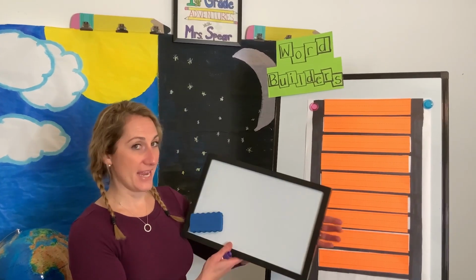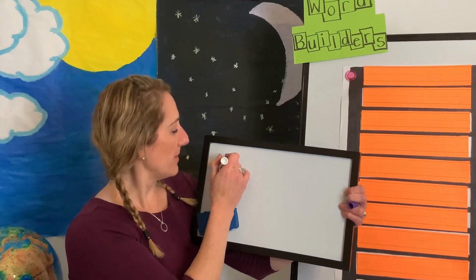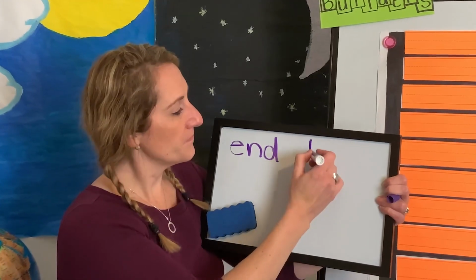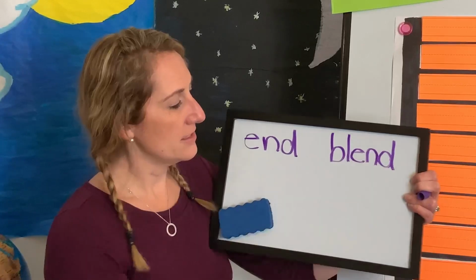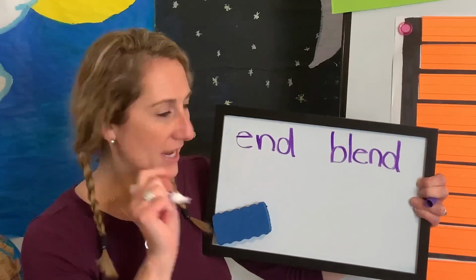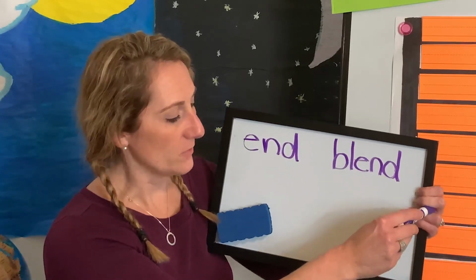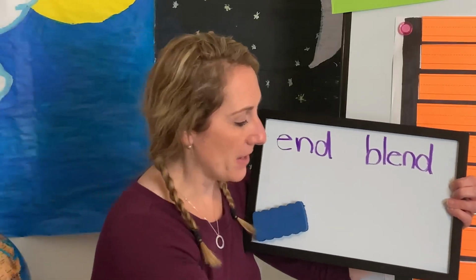About today are blends at the end of words. I'd like us to start by looking at the word end and at the word blend. I'm going to write them up here, and I'd like you to see if you can notice something about the two of them. Here's the word end, and here's the word blend. If you observe with your eyes and look at these two words, do you find something that's the same about both of these words? What is it? What's the same about the two of these words?